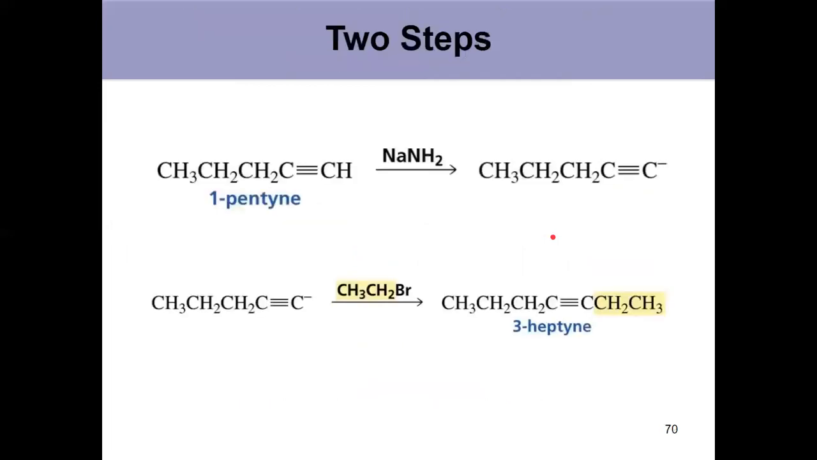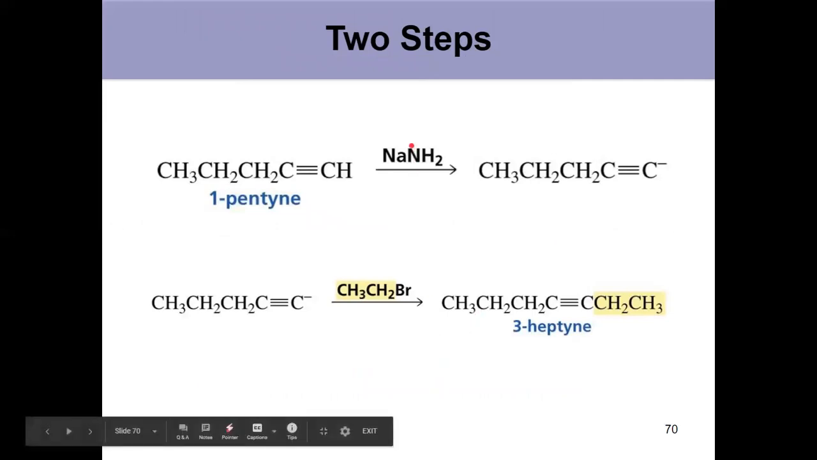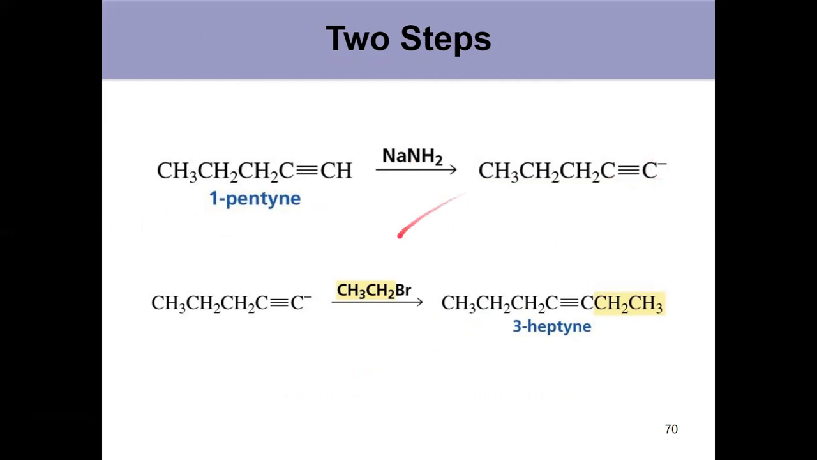Overall, it would be a 2-step reaction. Take a terminal alkyne, treat it with sodium amide to deprotonate and form your carbanion. Then treat this with any primary alkyl halide. So I wouldn't use secondary or tertiary, just primary here. And then I can extend my carbon chain if I want to put on 2 carbons, 3, 4, 5, however many I want. And so this would be your first synthesis, making heptyne from pentyne using sodium amide and ethyl bromide.